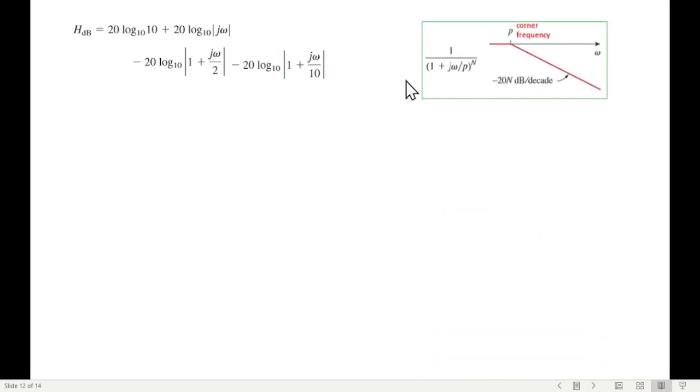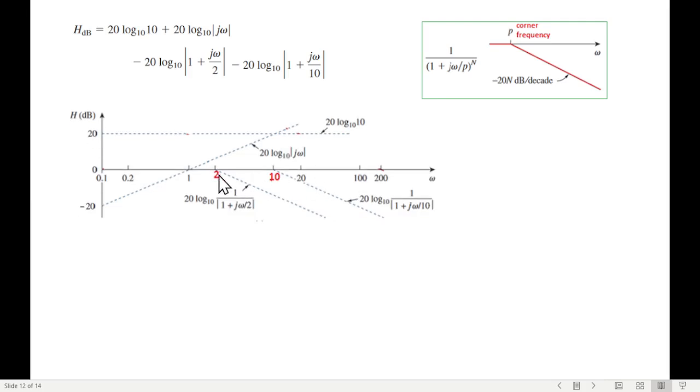Okay, now for the poles we know it will be negative slope. So we have two curves, there are two poles. One has a break frequency of 2, the other has a break frequency of 10. So up to 2 it will be 0, and then at 2 it will go down to negative 20 dB per decade. And similarly at 10 it will go down at the same slope, 20 dB per decade.